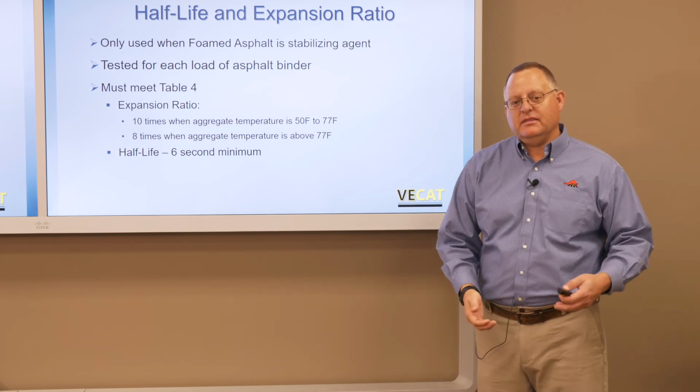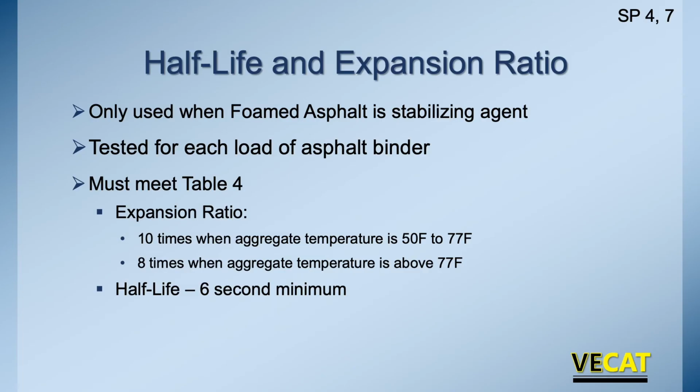We talk about half-life and expansion. Again, it only deals with foamed asphalt. So we test each load of asphalt binder. We go back, we look at table 4, 10 times when the aggregate temperature is 50 to 77 degrees, so we measure the temperature of the aggregate, what type of expansion. 8 times if it's above 77. Again, it's just some tests you perform, and your half-life, so when your volume changes by 50%, 6-second minimum, to give you enough time in that pug mill to get it all mixed.